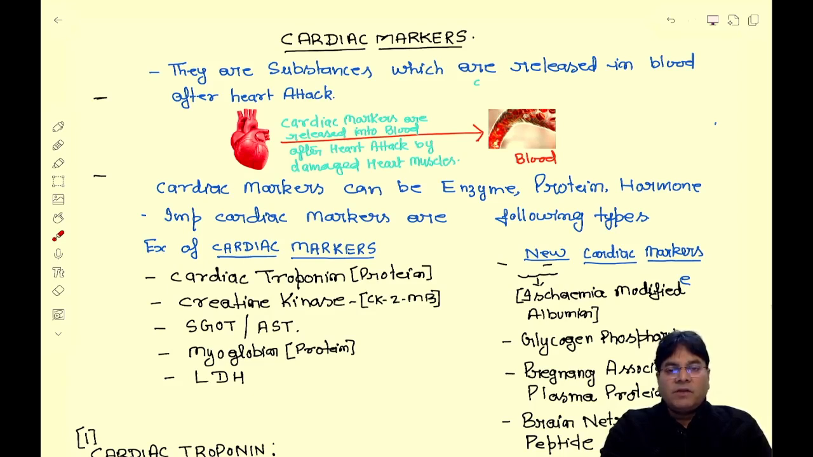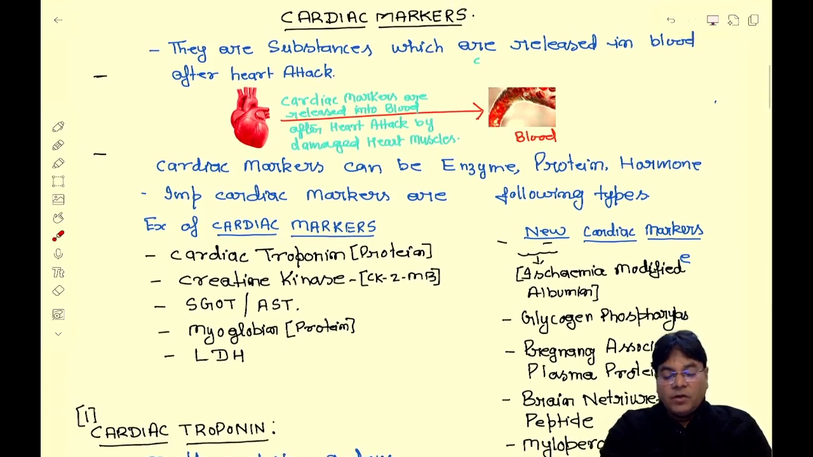In order to check whether the chest pain was due to a minor or a major heart attack, the doctor has to go for the blood test, and these are the markers which are found in the blood, so that the doctor is able to know that the person suffered from a heart attack because of the chest pain. So they are the substances which are released into the blood after the myocardial infarction or heart attack.